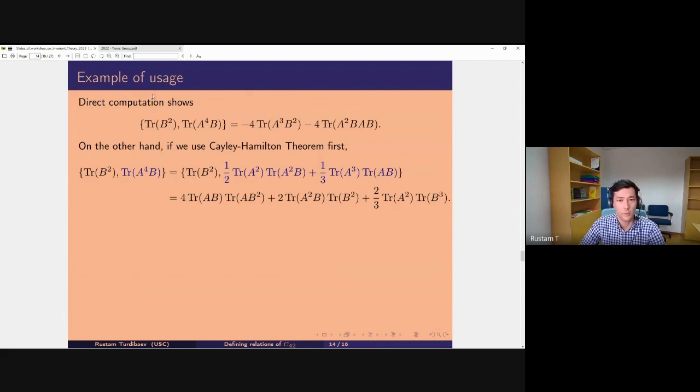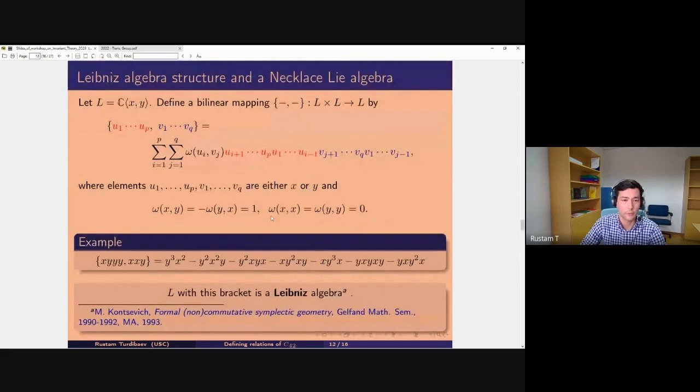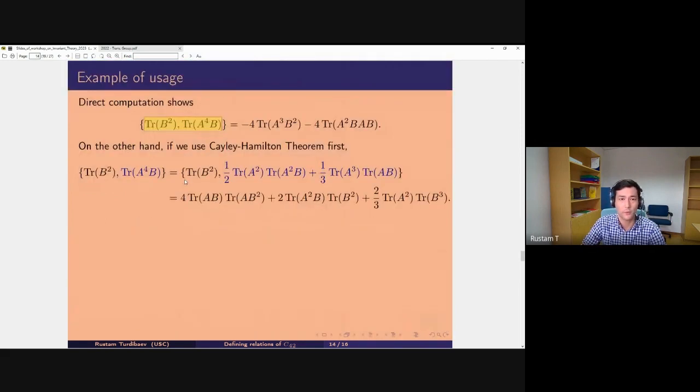Imagine we're back to our case of 4x4 matrices, and I want to compute this Poisson bracket. So what I do is I change from A and B's, I go back to X and Y, to the version with the trace. Once I open these brackets by multilinearity, I apply the necklace definition of taking the bracket, and then I push it back to traces of X and Y, and then go back to traceless versions. So in the end, I get this result.